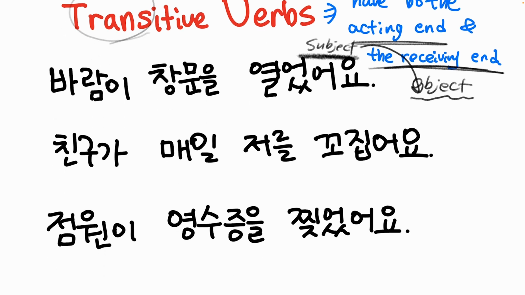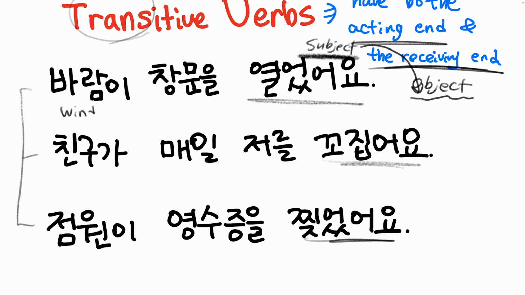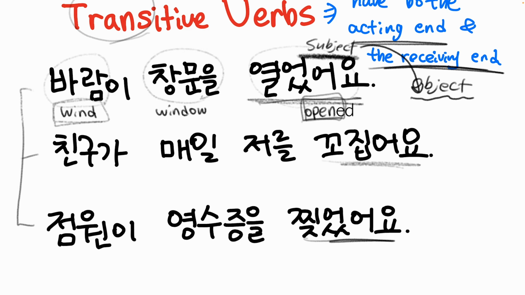So I brought some sentences that have transitive verbs in them. So let's read them all together. 바람이, wind, 창문을, window, 열었어요, open, right? 열다 past conjugation. So this sentence means the wind opened the window. So basically the wind did the action of opening, and the effect of that action, opening, the window received. So these kinds of verbs, you can say they're transitive verbs.